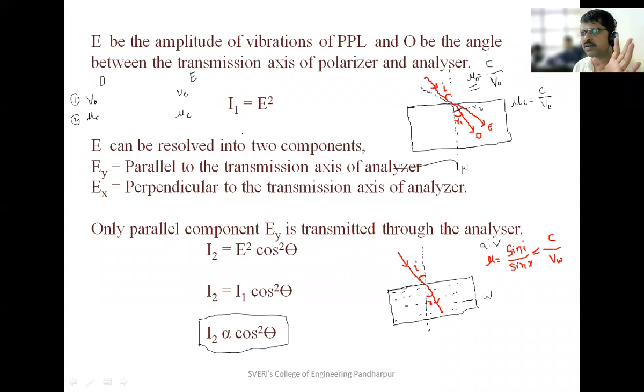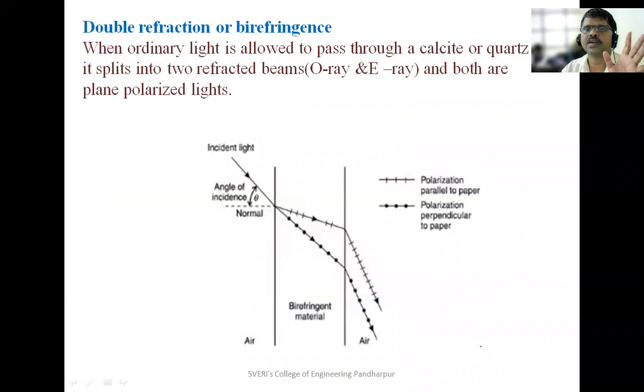For an isotropic medium, if a ray of light is incident, what happens? It splits into how many refracted rays? Only one refracted ray. This is the difference between double refraction, meaning an anisotropic medium, and an isotropic medium. Okay, the next article is double refraction.